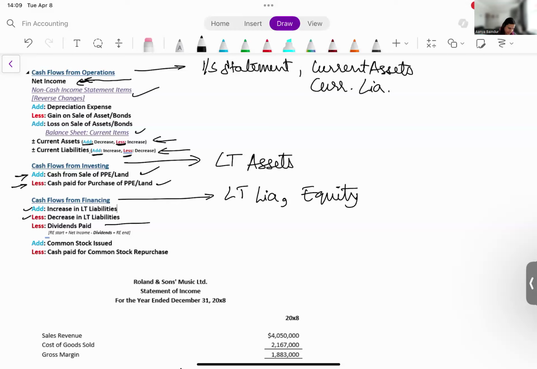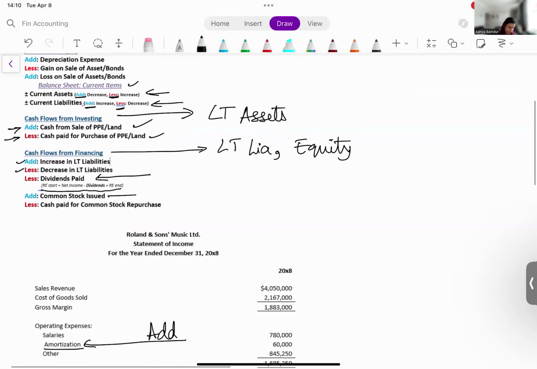Next, you have dividends paid. Now, they might give you the figure for dividends paid in the question itself. They might tell you $100,000 or $200,000 worth of dividends are paid out, in which case you just subtract that amount out because we paid out dividends, so cash decreases. But even if they don't tell you that, you can still find out using the formula given here.